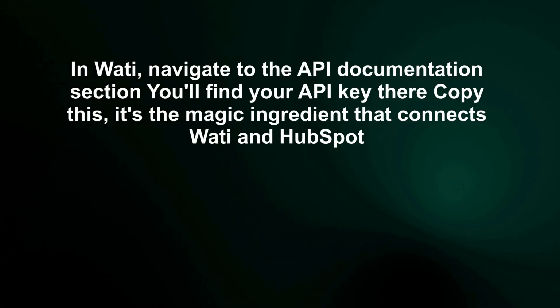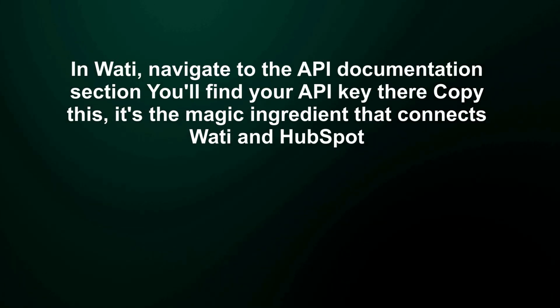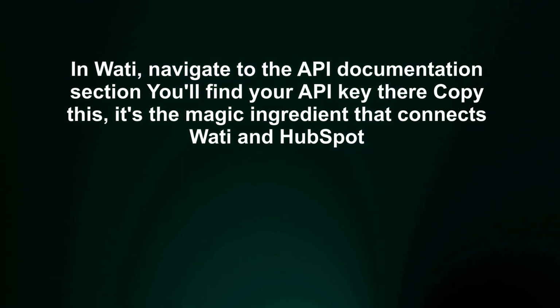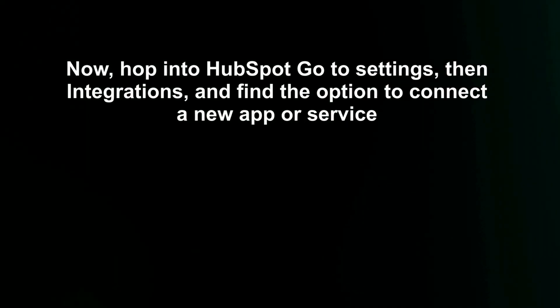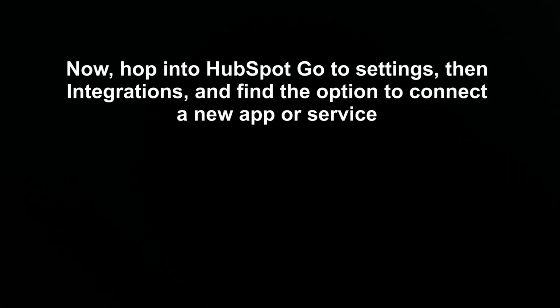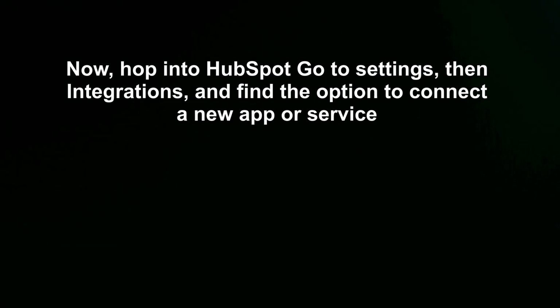In Wati, navigate to the API documentation section. You'll find your API key there. Copy this. It's the magic ingredient that connects Wati and HubSpot. Now, hop into HubSpot, go to Settings, then Integrations, and find the option to connect a new app or service.